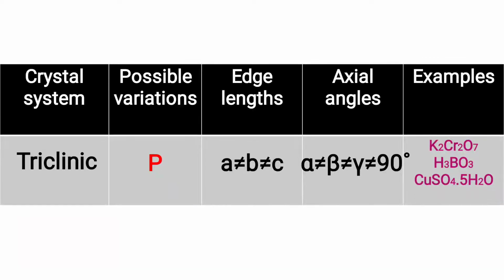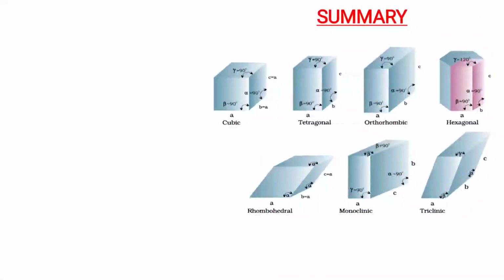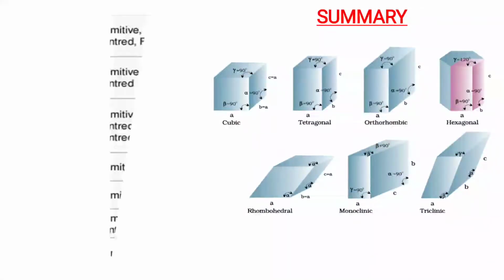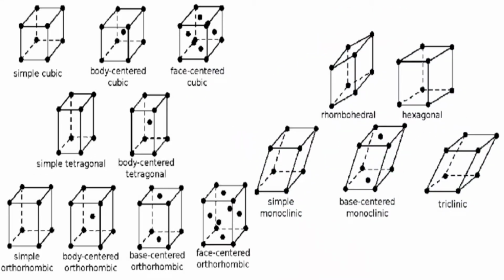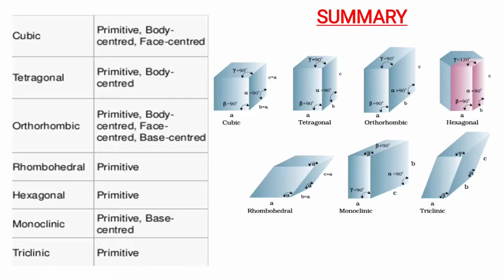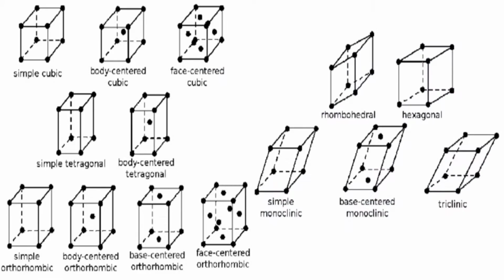So 7 crystal systems and we saw all possible variations and we could see that all put together there are 14 possible variations. So kindly have a look. 7 crystal systems based on the values of angles and edges, and these are the possible variations. So you can see again, in a cubic system you have a simple unit cell, a body-centered and a face-centered. All of these are cubic.